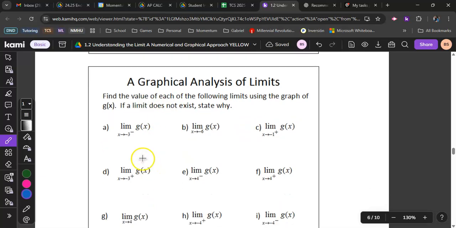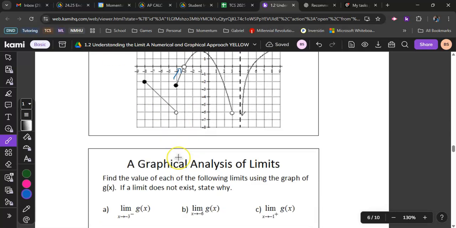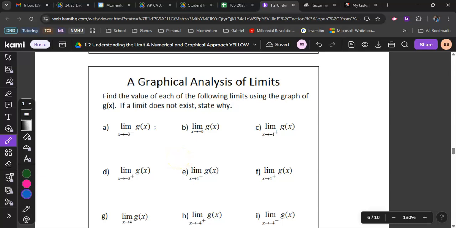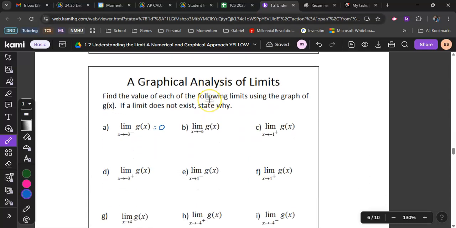Exactly. All right, so we're going to do the limit of g of x as x approaches -3 only from the left. It is 0, right? We can see there we're getting close to 0. Let's skip down and do D. This one is approaching it from the right-hand side this time. So it's the same number but from the right. If you look up there, where are we approaching from the right? Still 0.